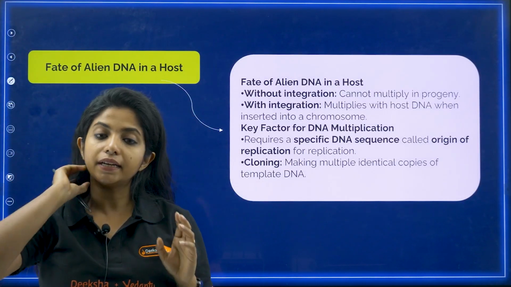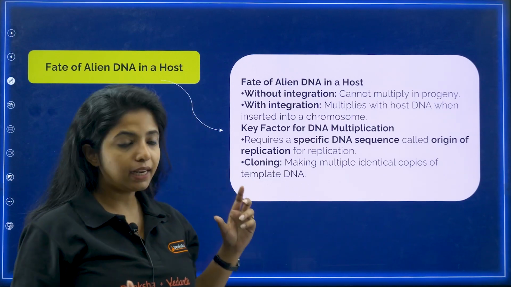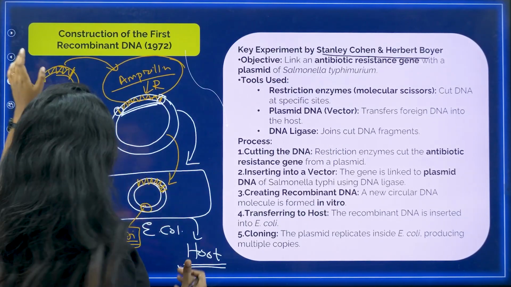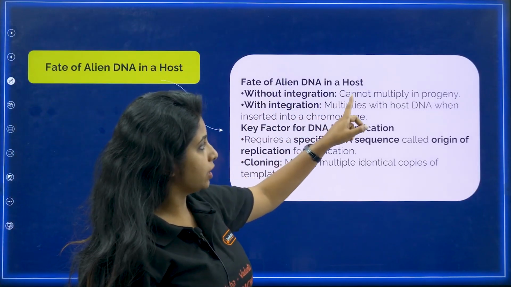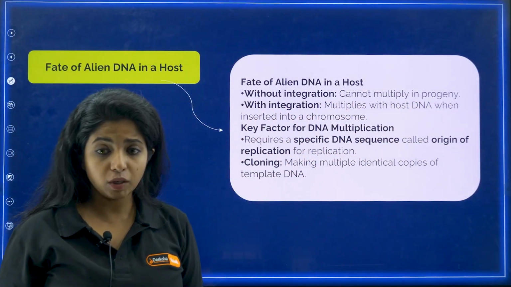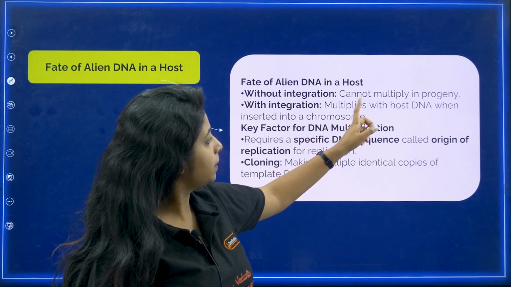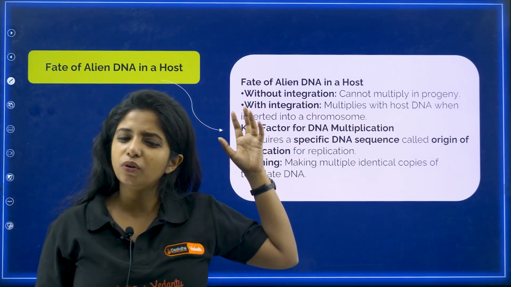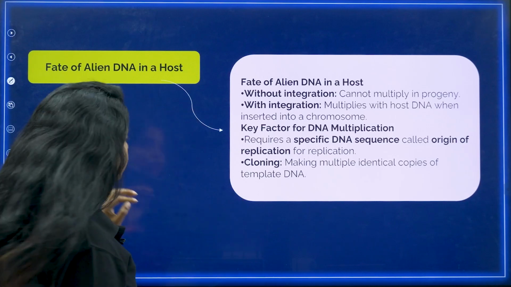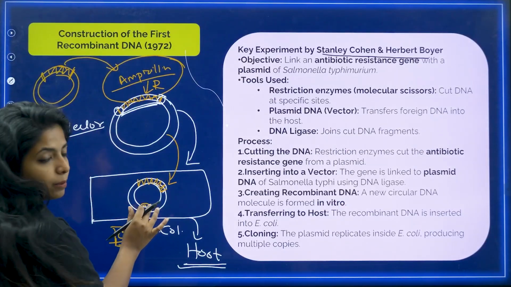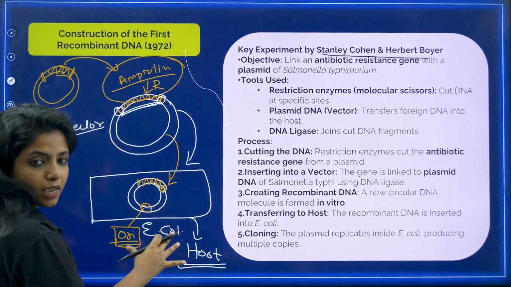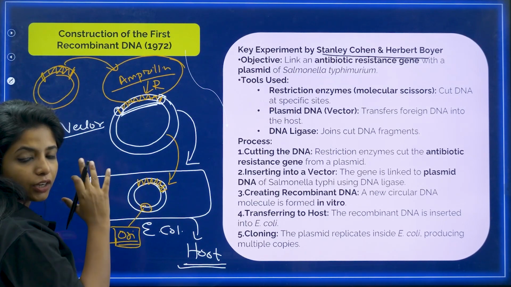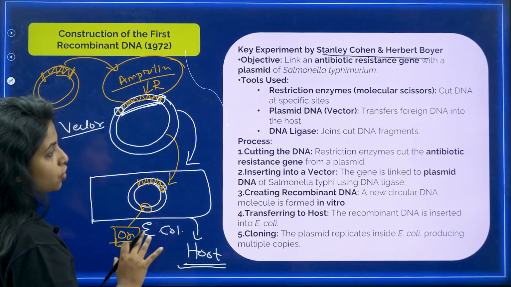Now, the fate of alien DNA in the host, as in the alien DNA that we put over here. What is its fate in the host, that is E. coli? What happens to it? Without integration it cannot multiply in progeny. With integration it multiplies with the host DNA when inserted into a chromosome. So my dear children, what I simply mean is, if you make sure that it has an origin of replication, then only it will create copies. If you are inserting into a plasmid that does not have an origin of replication, it is not going to replicate.